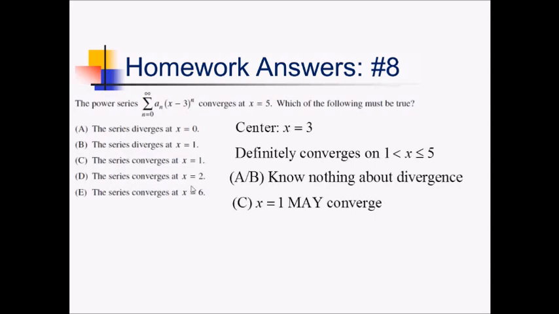For choice D, series converges at x equals 2. Well, 2 is between 1 and 5. So based off of being in the interval of convergence that we're sure about, we can say that yes, we do converge at x equals 2.